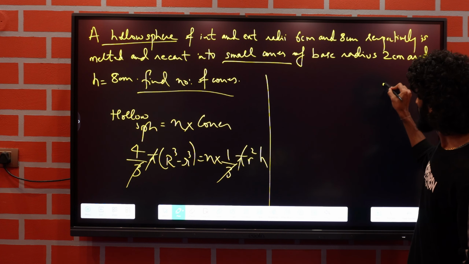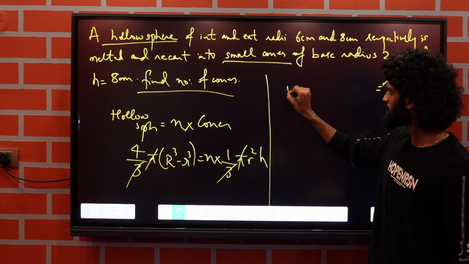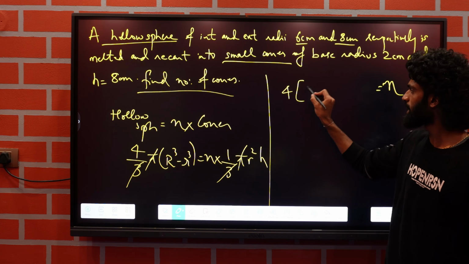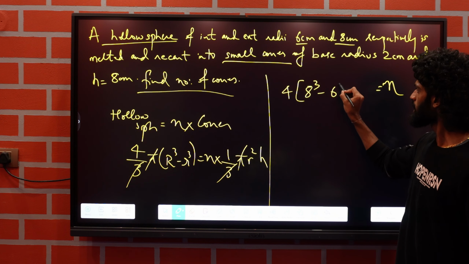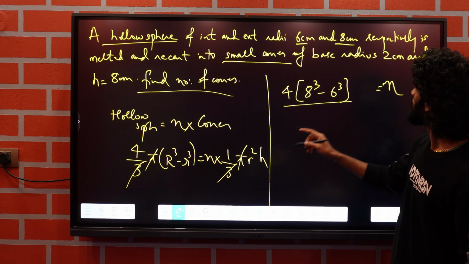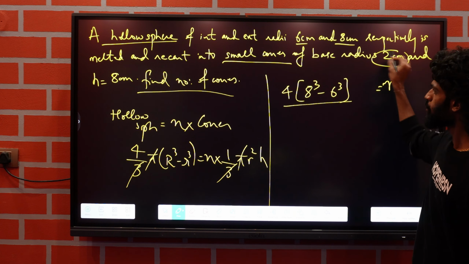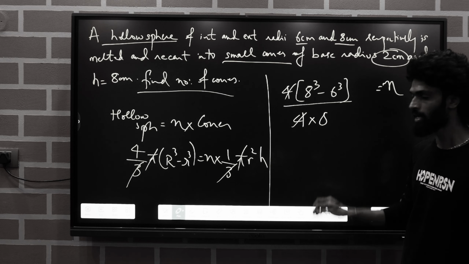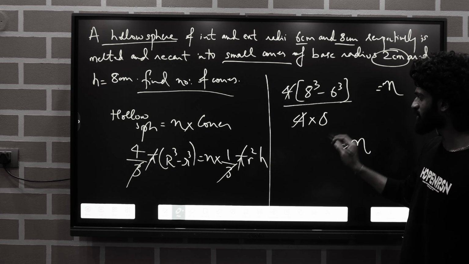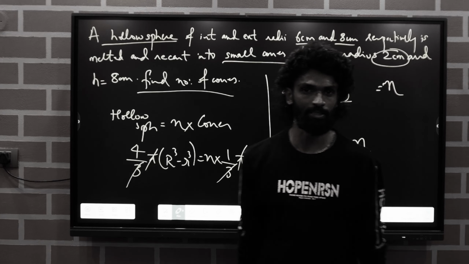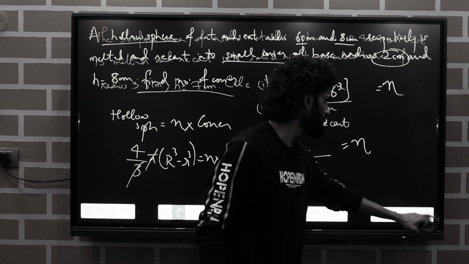Now I'll separate the n right now. 4 I'll keep as it is. R's value, what's the bigger value here? 8 or 6? Obviously 8. So it will be 8 cube minus 6 cube, whole thing divided by r square h. The r of the cone is 2, so 2 square is 4, h is 8. The 4 and the 4 get cancelled. Now solve this part. 8 cube minus 6 cube, whatever answer you get, divide that by 8, that will be the number of cones. That's how it works. Calculation part, solve it.